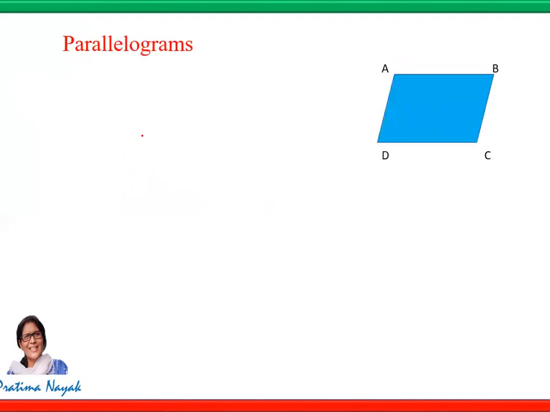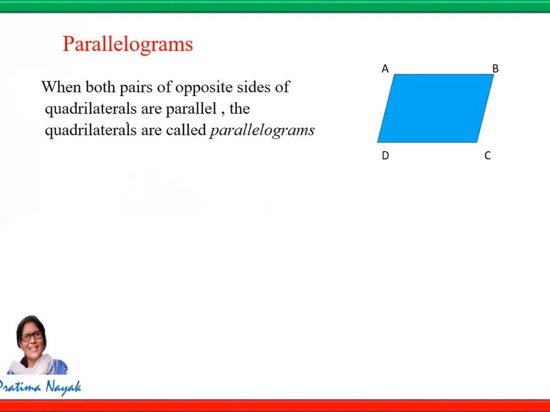Parallelogram. What is the definition? When both pairs of opposite sides of a quadrilateral are parallel, the quadrilateral is called a parallelogram. You have already learned this. Still, I'm writing the definition again to recall because we learn and we forget. So your AB is parallel to DC and your AD is parallel to BC.